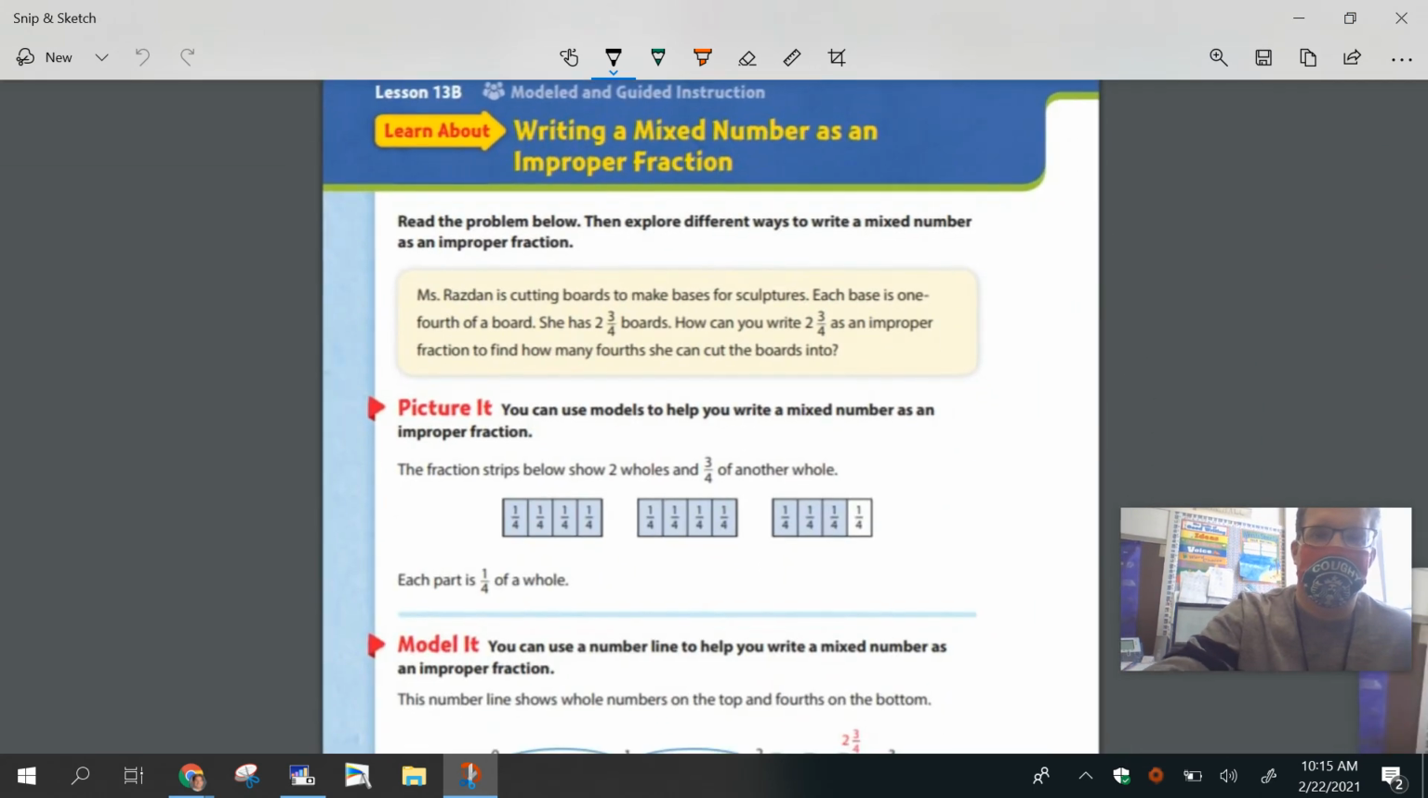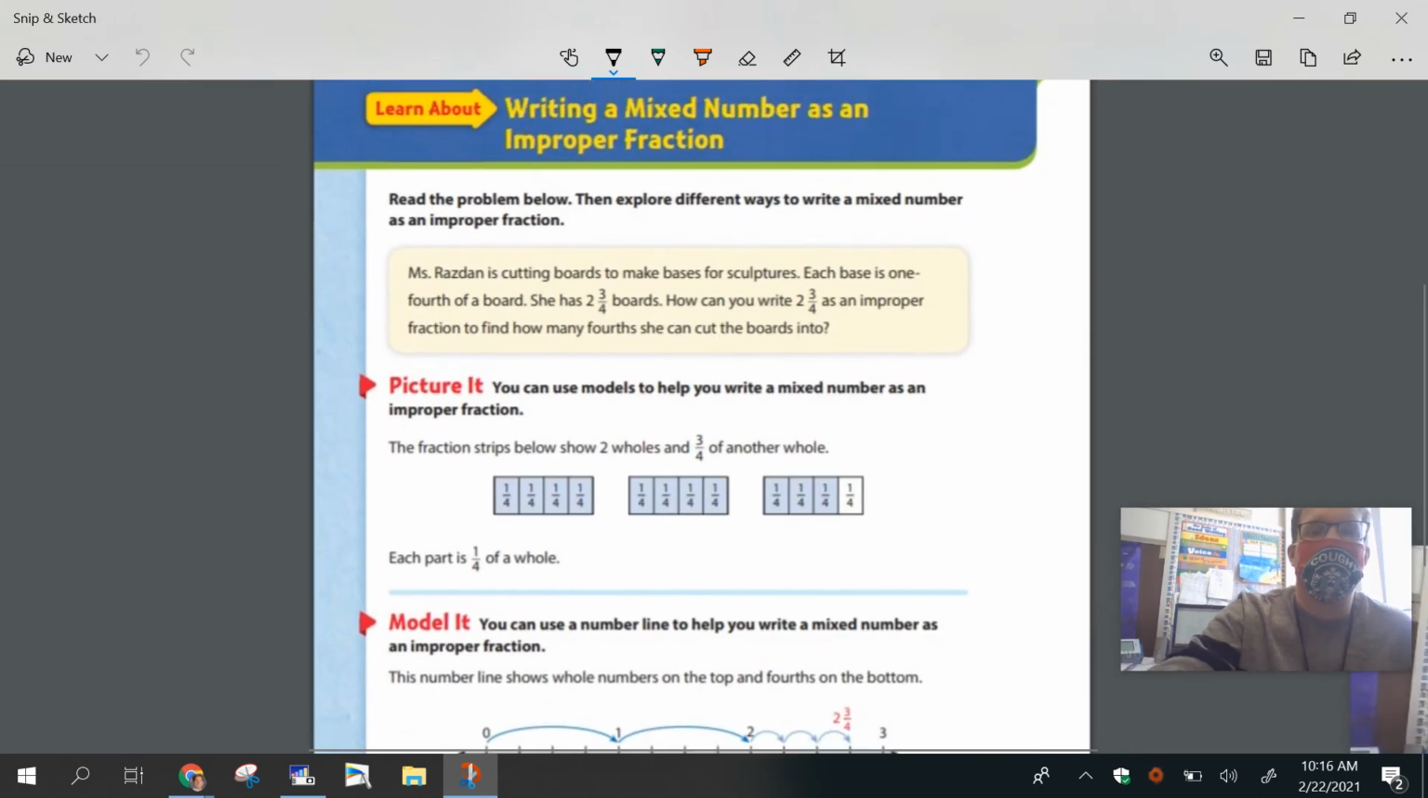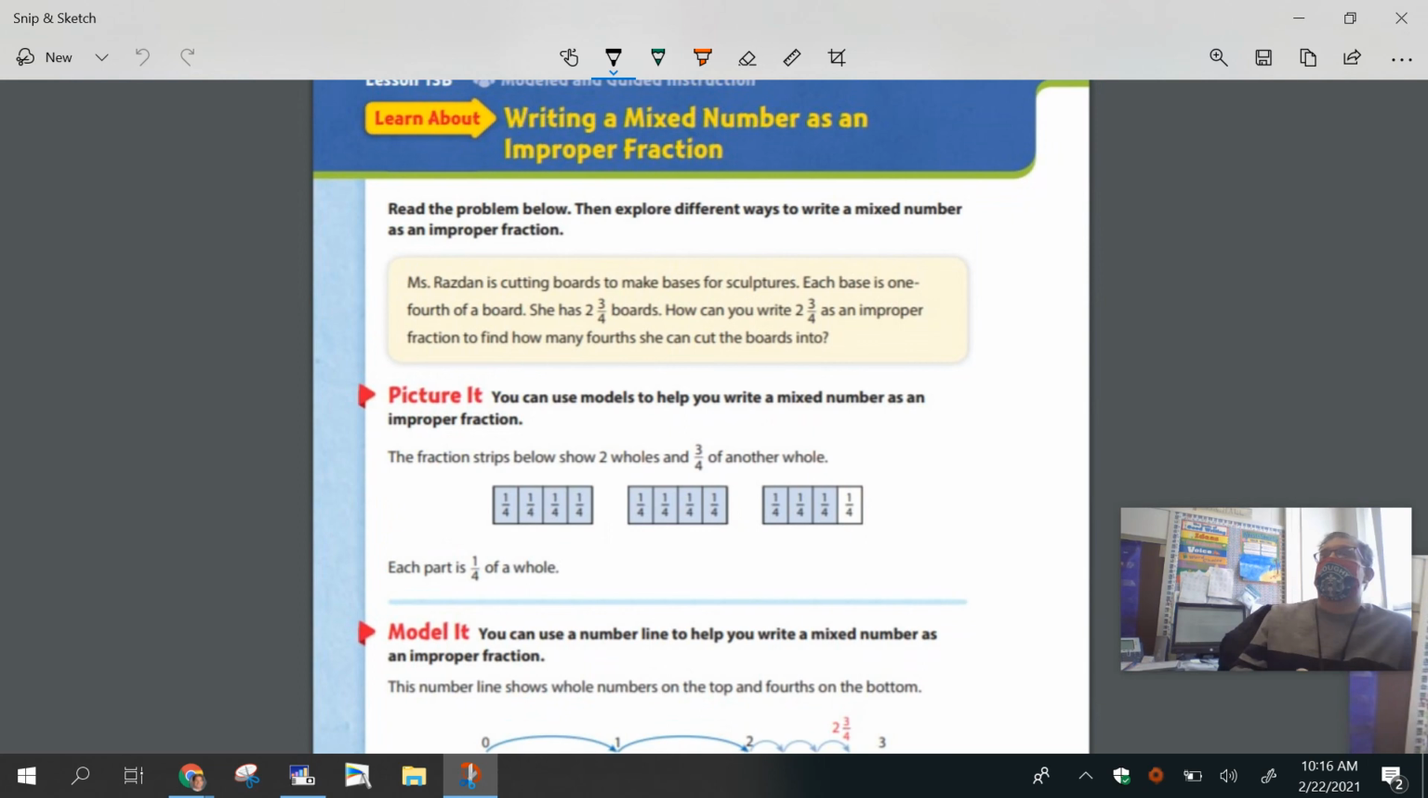All right. We're going to write a mixed number. Remember, a mixed number. Put the book down, Bryson. A mixed number has a fraction and a whole number. So you have a whole number and a fraction. All right.